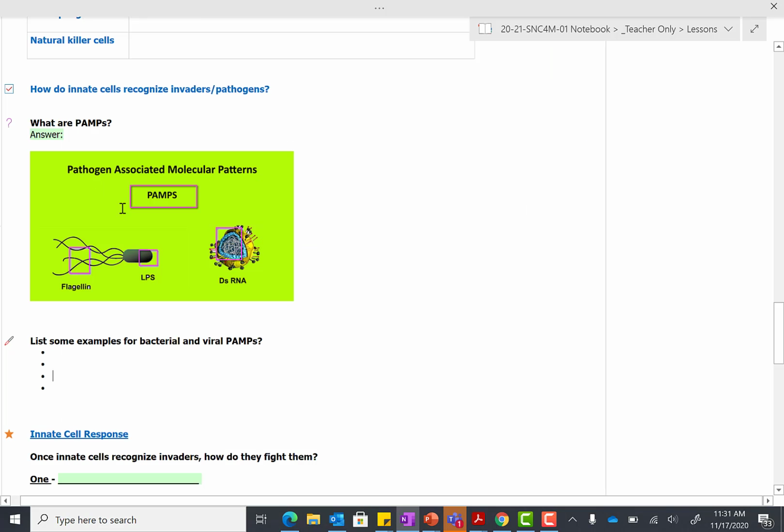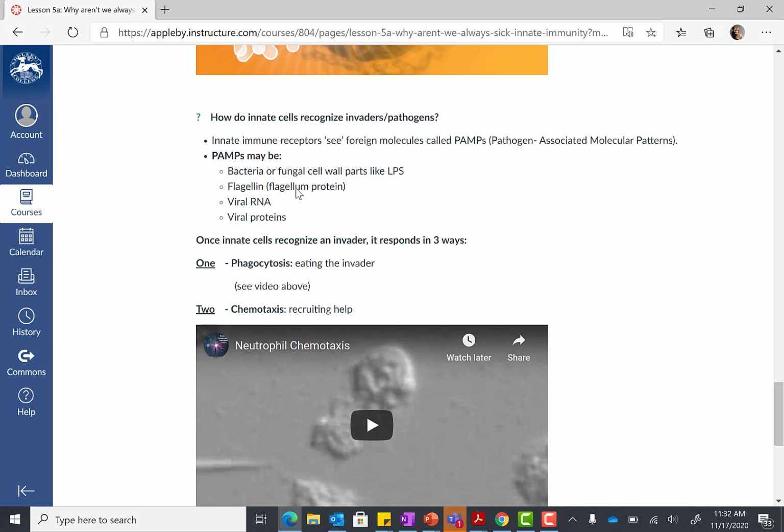You can see in this picture that basically any structure of a bacterial cell or a viral cell, our body can mark as foreign. Common examples might be parts of the cell wall. If you remember back in lesson 3, we talked about how gram-positive cell walls have LTA, lipoteichoic acid, and gram-negative have LPS, which is lipopolysaccharide. Those are two molecules that can be marked and recognized by our immune systems.